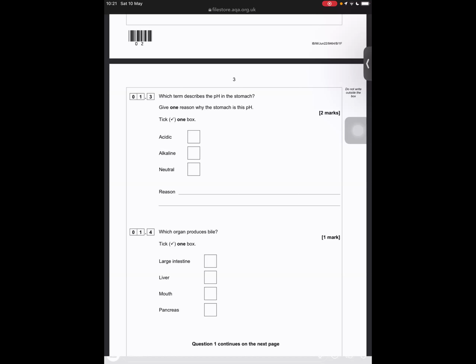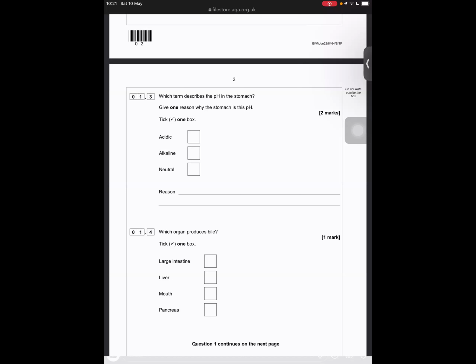Which organ produces bile? I think it's produced by the liver. It's not the mouth. I'm sure it's not the mouth. I'm equally sure it's not the large intestine. So it will be between the liver and the pancreas. But I want to go for the liver. Is that correct? Yes.